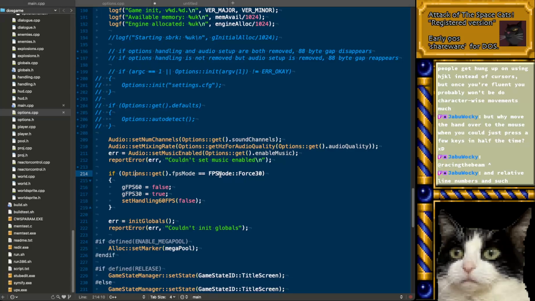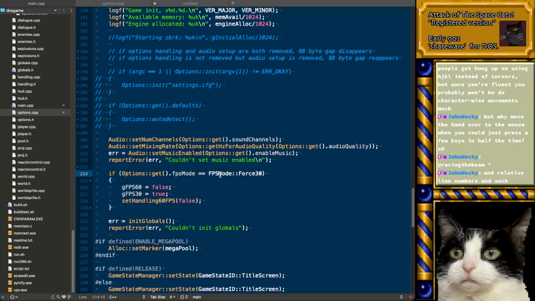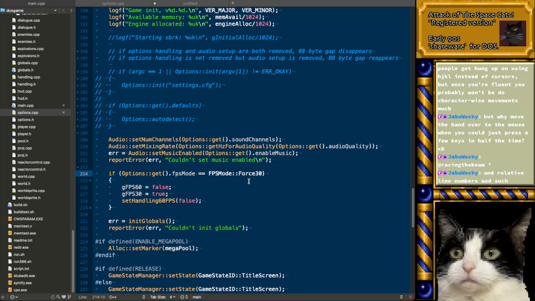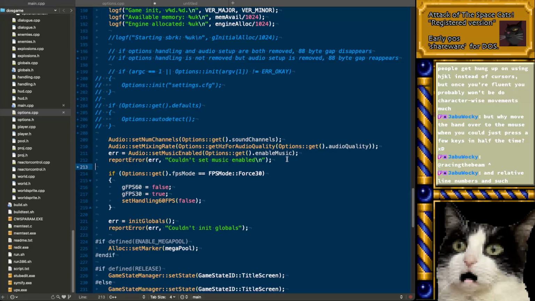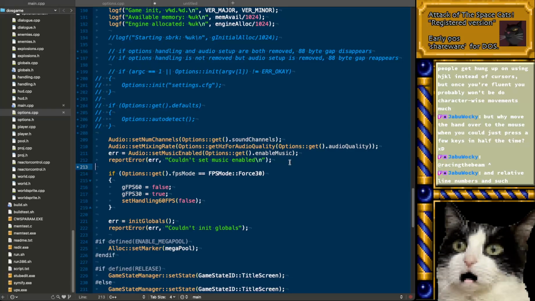Oh, chat, forgot. A lot of people get hung up on using HJKL instead of cursors, but once you're fluent, you probably won't be doing character-wise movement much. Why move the hand over to the mouse when you can just press a few keys in half the time? And relative line numbers and such. Oh, I don't know. Maybe I just have to train myself to get used to it or something. Yeah, that has totally thrown me off track looking at the other screen.